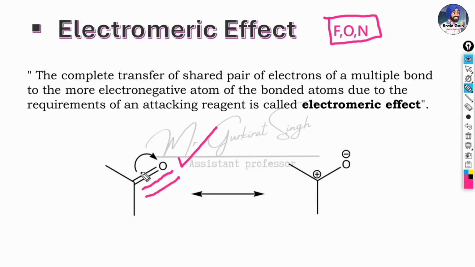So if we see it contains an oxygen atom, oxygen will attract these pi electrons to itself. Due to the movement of pi electrons to the oxygen, oxygen will attain negative charge and the carbon will attain positive charge due to lower electron affinity as compared to the oxygen atom. I hope that's clear. Let's move to our next slide.